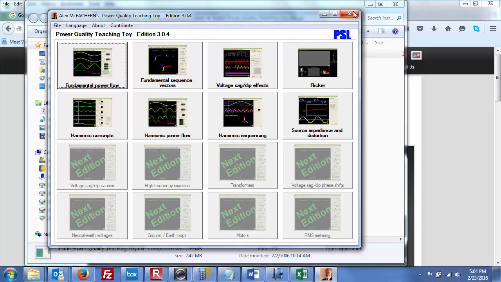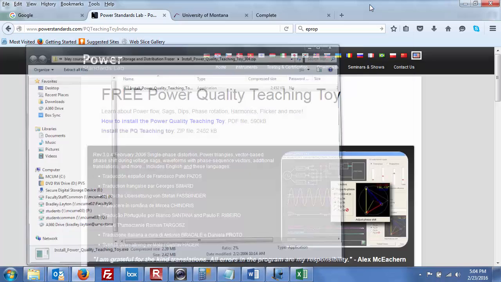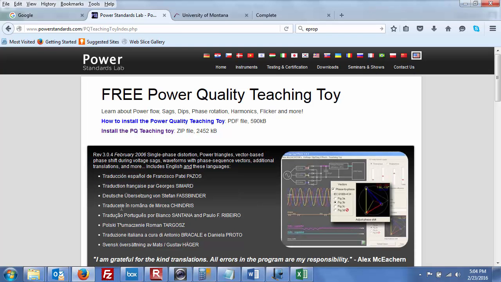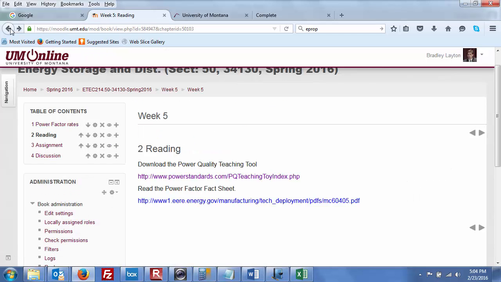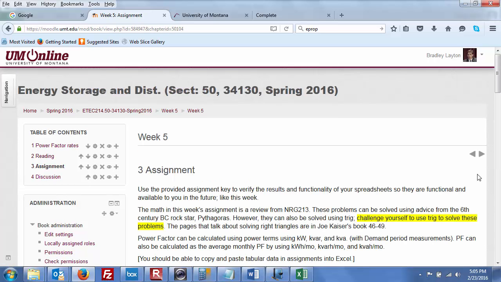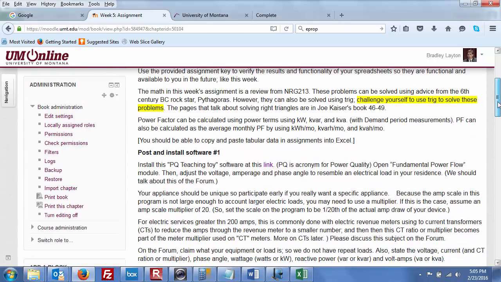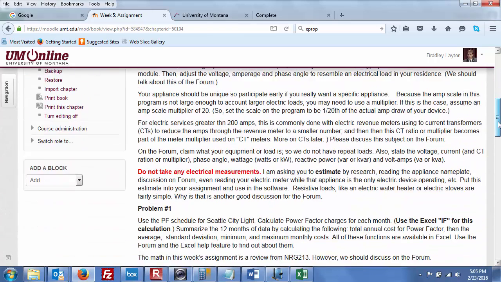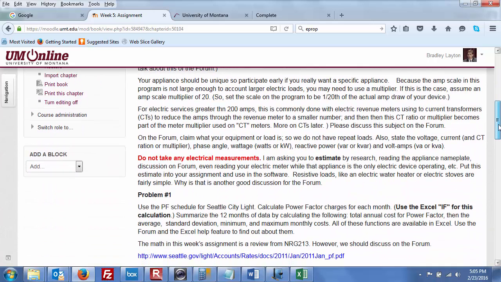Cool. All right. So there's a neat little power factor teaching tool. So that works. Then you said you were looking for the Oregon standards? The Seattle City Light. It says okay, use the power factor schedule for Seattle City Light, and then you do all these calculations for problem one.